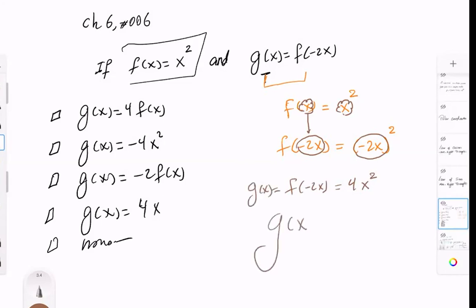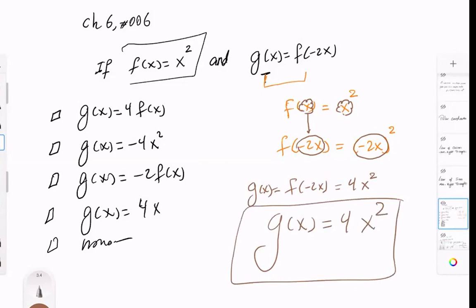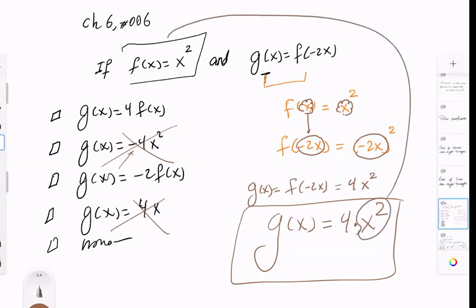So the final answer is g of x equals 4x squared. But do we have this? We have 4x, not true. We have negative 4x squared, not true, because we are positive. So of the two other options in terms of f of x, here g of x equals 4 multiplied by x squared. Instead of x squared, I can plug in f of x, because f of x is x squared. So this will be 4f of x. Therefore, the first one is correct.